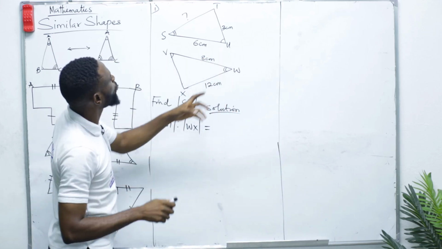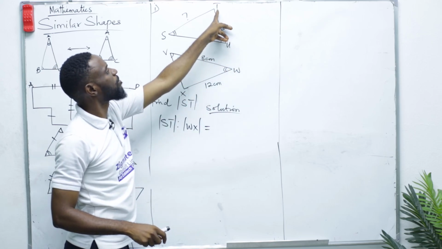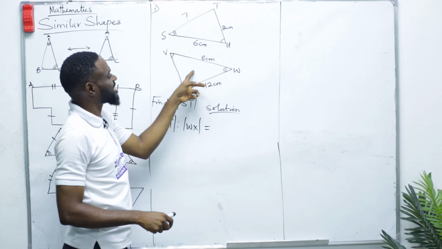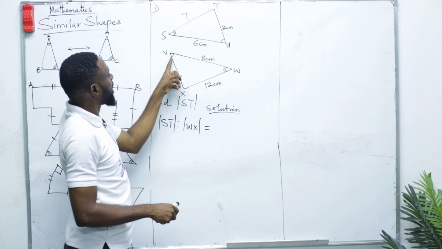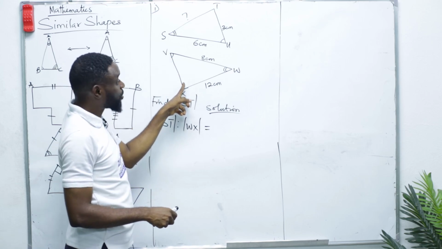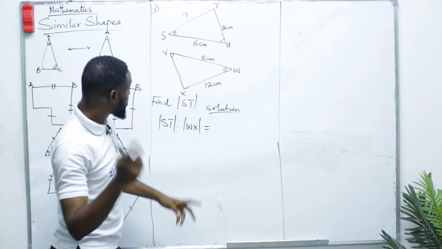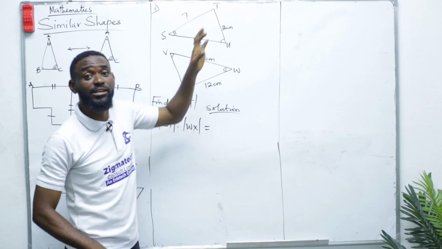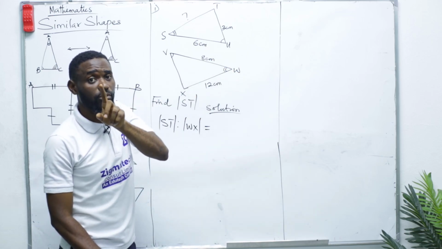The reason why we will not use one angle to no angle is because if we do that, we are now looking for two things. They ask us to look for ST, so let's look for values so that it is only one variable that we are looking for. Do you understand?